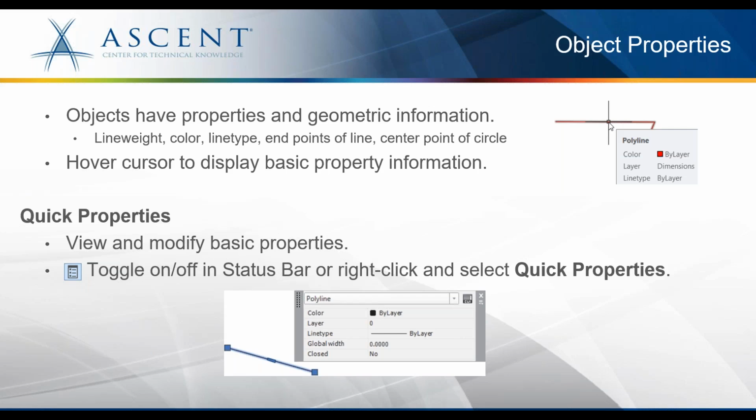You can display it by selecting the object and having the quick properties tool toggled on. That quick properties tool is located in the status bar. So if the tool is toggled on and then you select any object, it automatically displays its basic information.